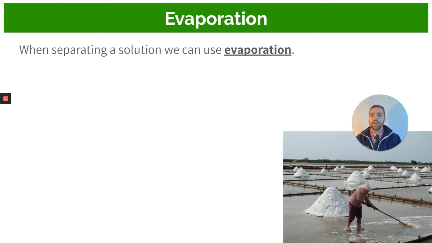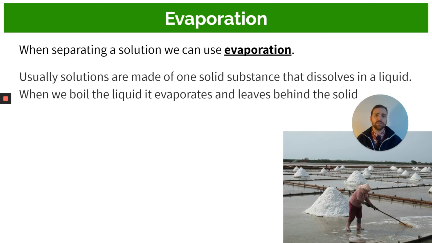Now, when separating a solution, we use evaporation. A solution in most cases is when we have a solid substance dissolved inside a liquid. So if we take sugar and put it in water, the sugar will dissolve inside the water and form a sugar solution. Now, if we want to get that sugar out, we use evaporation.